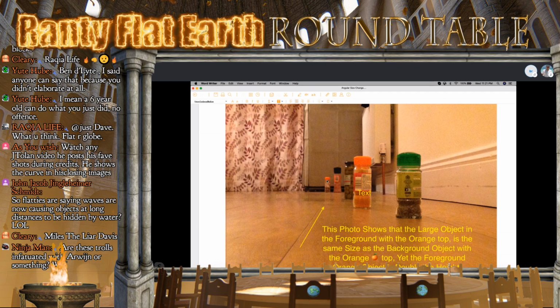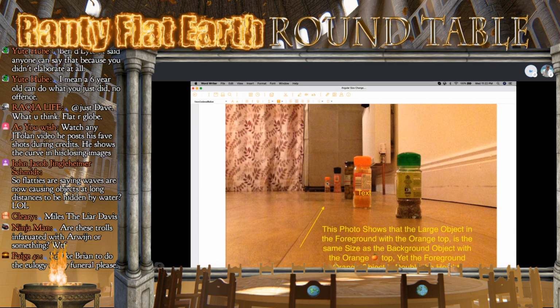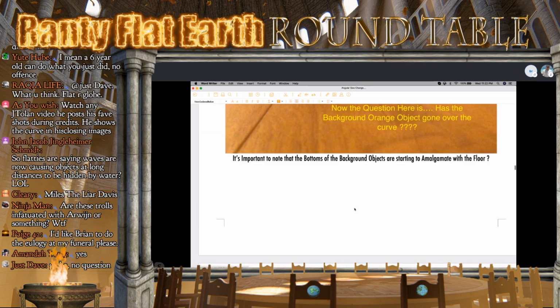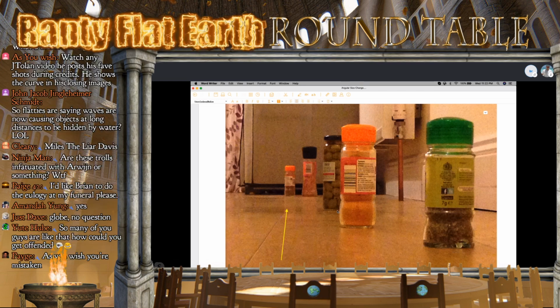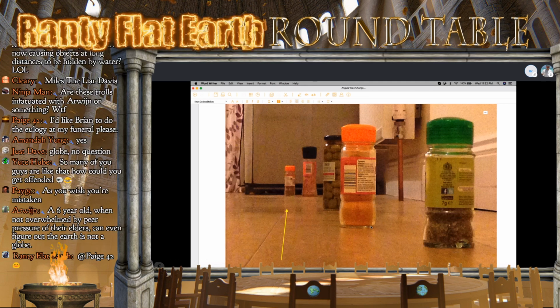These orange ones are the same size, but yet in the distance, this one is tiny, and the bottom of it is starting to amalgamate into the floor. Okay, keep on going. Right, there's a closer view of it. The bottom of it is starting to go into the floor because the camera is not good enough to see it. It basically can't decipher it. You can see how the bottom of that is disappearing into the floor. It should look like this with the glass at the bottom.